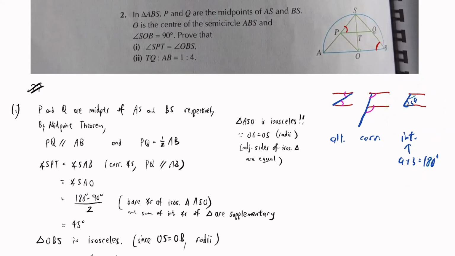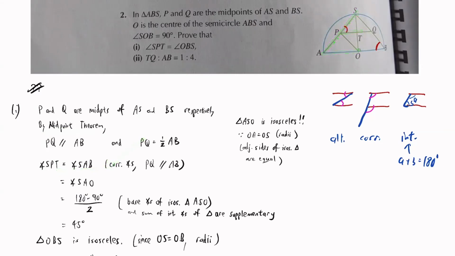Okay, so this is very important. This is very, very useful. With PQ parallel to AB, we can make a lot of special conclusions. So first thing is angle SPT equals angle SAB. Makes sense, right? Because they are corresponding angles, F shape, right? Okay. Yeah. Good. Then therefore, what else?